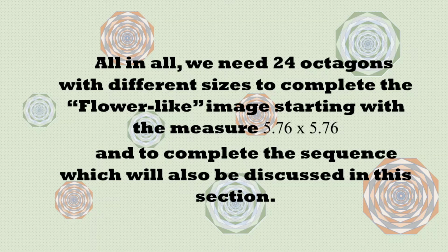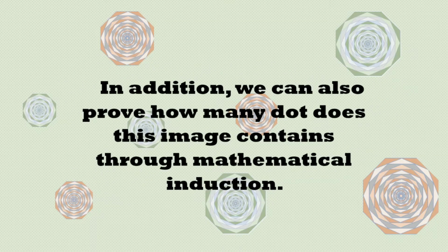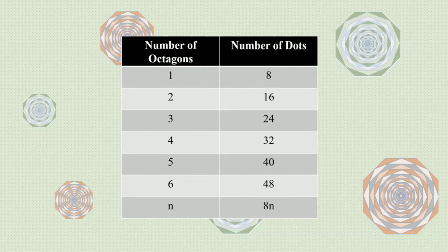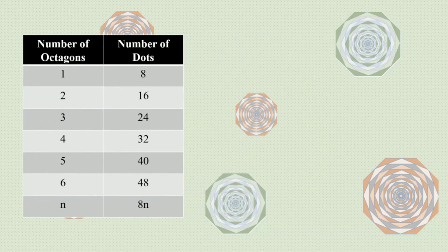In addition, we can also prove how many dots this image contains through mathematical induction. But first, let's create a table. We have here the number of octagons from 1 to n, and the number of dots from 8 to 8 multiplied by n.